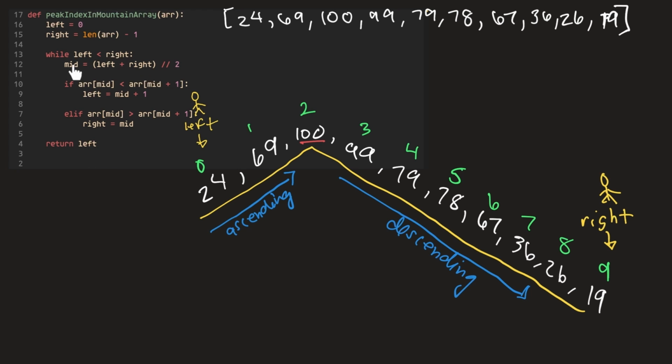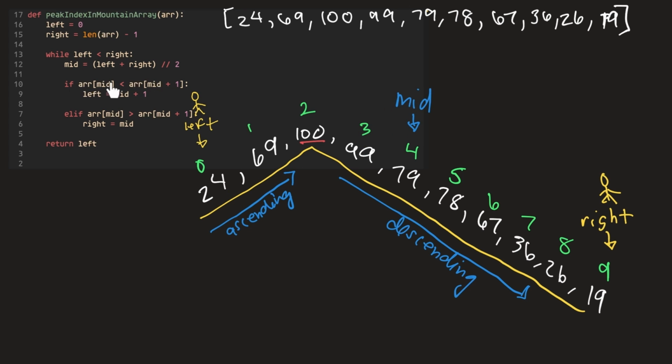So what we start by doing is calculating our midpoint. So the midpoint is left plus right divided by 2. So our left index is 0, our right index is 9. So 9 divided by 2 is 4.5, but we're going to floor it, so it's just going to be 4. So our midpoint is going to be index 4. So let's go ahead and write out mid, and we'll put it at index 4.